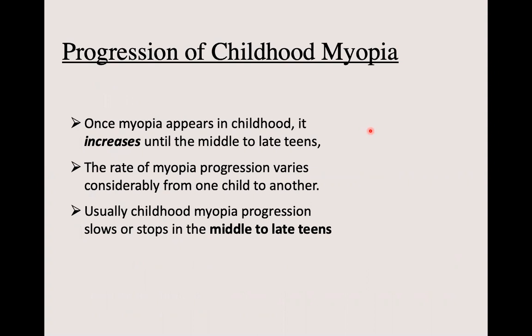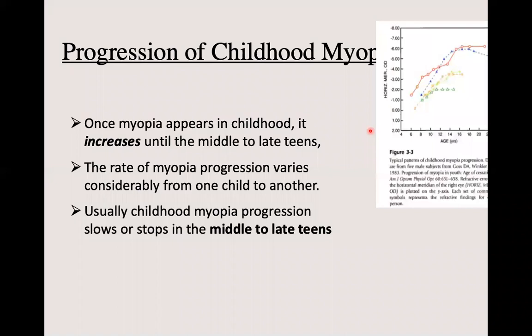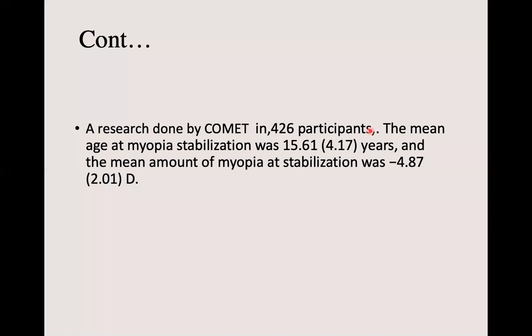Progression of childhood myopia: once myopia appears in childhood, it increases until the mid or late teens. That means if myopia is seen in a child of 5 or 6 years old, it will continue to 14 years or 16 to 19 years. The rate of myopia progression varies considerably from one child to another. A research study by COMET in 426 participants found the mean age of myopia stabilization was 15.61 years, that means myopia stabilizes at the age of 15.